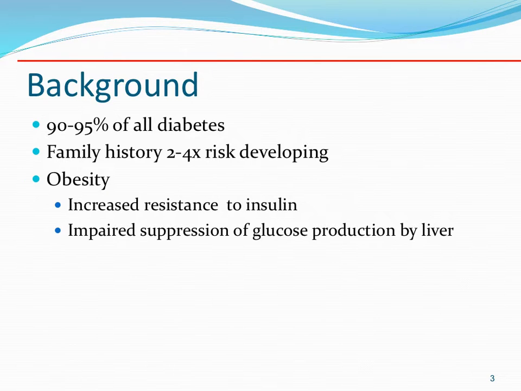There are certain things that lead people to develop type 2 that you should be aware of. Family history increases your risk. Obesity, because it increases the resistance to insulin and suppresses the production of glucose by the liver. It's crazy how type 2 diabetes has skyrocketed. It exceeds $174 billion a year to take care of people who have type 2 diabetes, and right now it is the leading cause of adult blindness and end-stage renal disease.